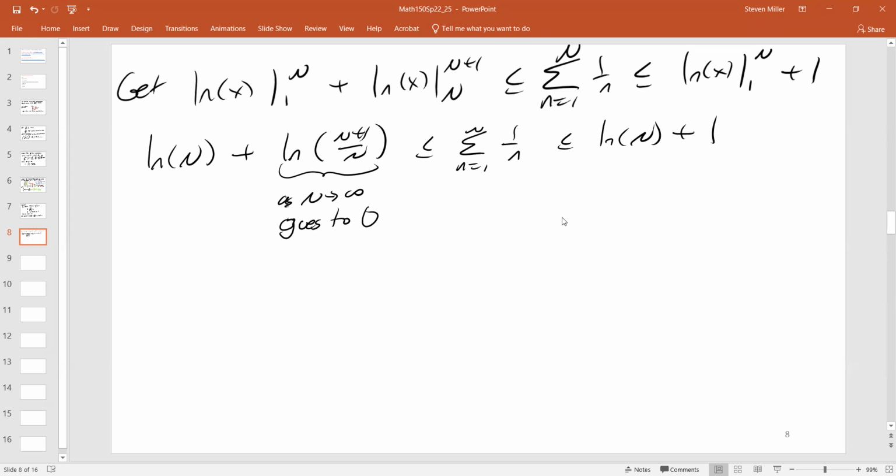So basically, the sum of 1 over n, n goes from 1 to n, is less than or equal to the natural log of n plus 1, and it's greater than or equal to the natural log of n. So this means we're localizing the sum of 1 over n to within one unit. Because the natural log of n is going to infinity, this is impressive.